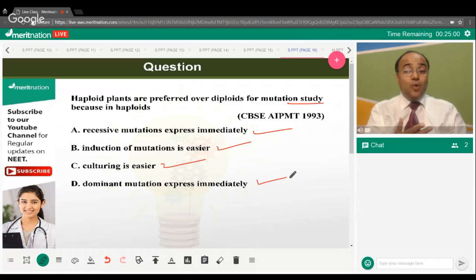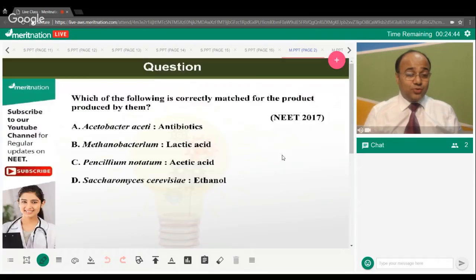So it's better to have a haploid set of genes, or a haploid set of chromosomes. And whatever mutation is induced into it will be immediately expressed. So option A is the correct option over here. Okay, let's move on to the next question.